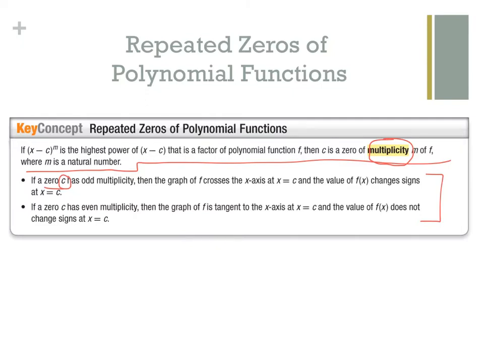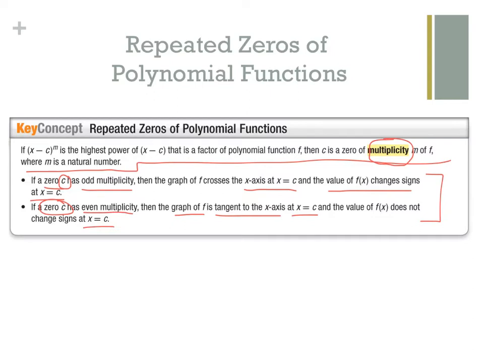If the 0 has an odd multiplicity, then the graph of that function crosses the x-axis at c, and the value of f of x changes signs at x equals c. If we go further than that, if a 0 c of a function has an even multiplicity, then the graph of f is tangent to the x-axis at x equals c, and the value of f of x does not change signs at x equals c.